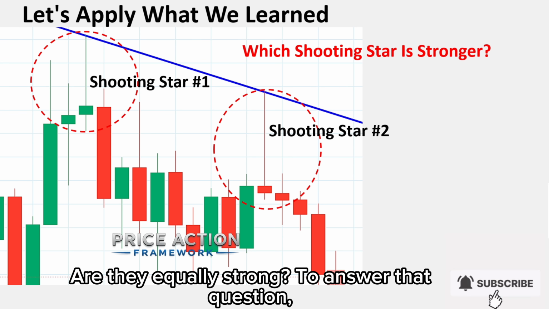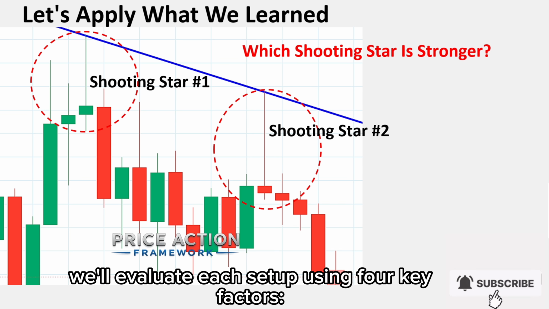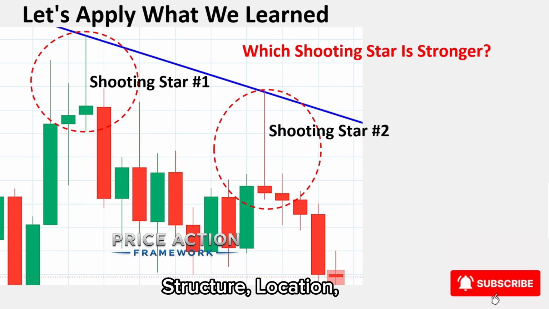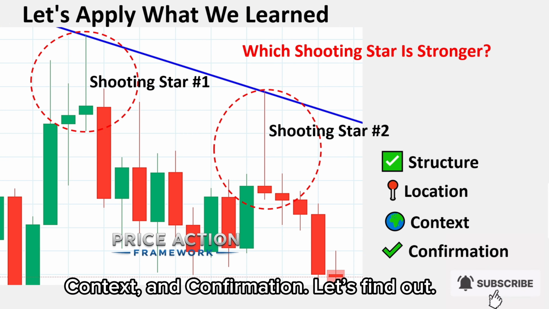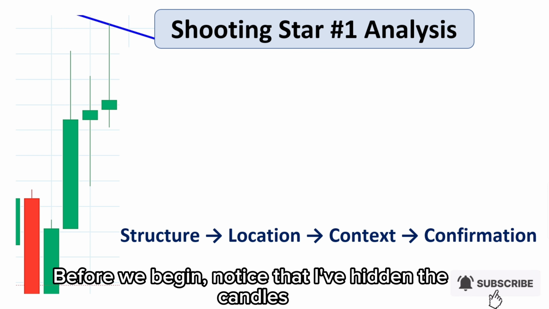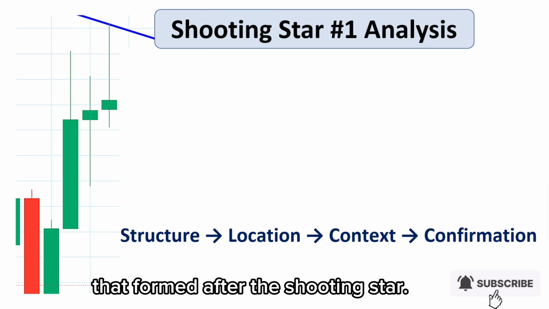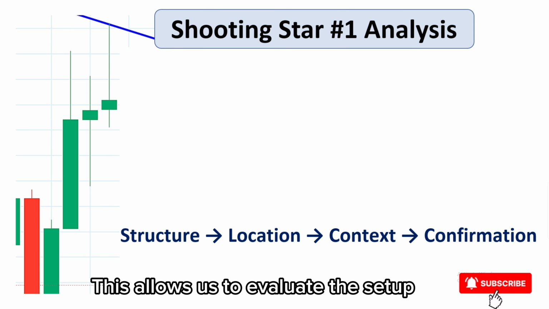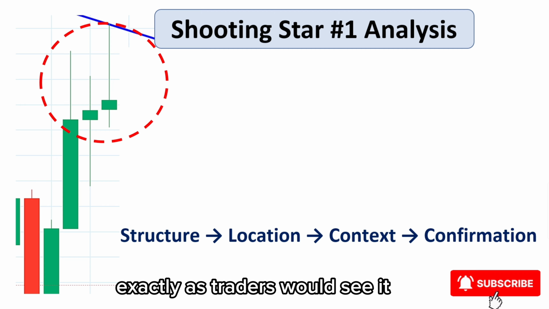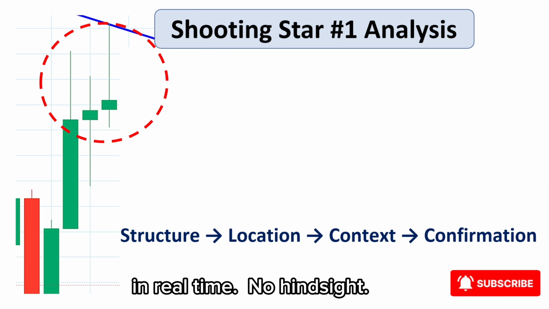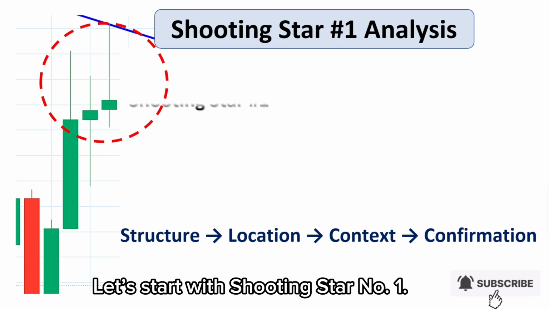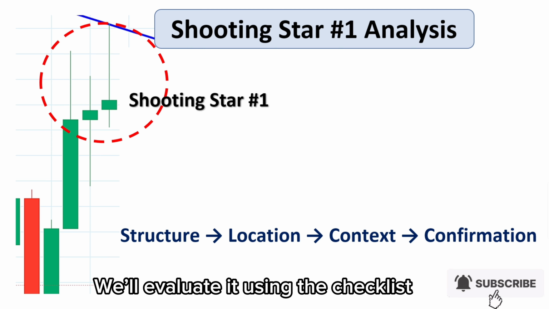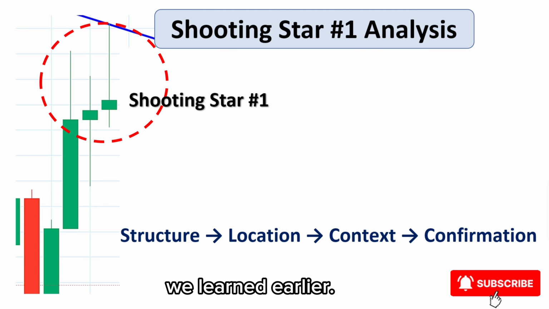Are they equally strong? To answer that question, we'll evaluate each setup using 4 key factors: structure, location, context, and confirmation. Let's find out. Before we begin, notice that I've hidden the candles that formed after the shooting star. This allows us to evaluate the setup exactly as traders would see it in real time. No hindsight, no future candles. Let's start with shooting star number 1. We'll evaluate it using the checklist we learned earlier.